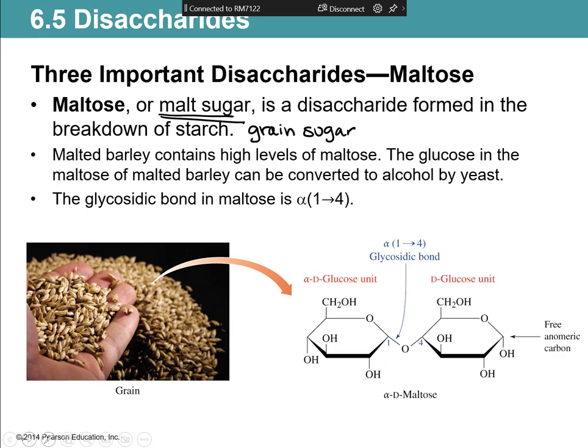So I'll give you an example. I'll show you. So this is maltose. Maltose is an alpha 1 to 4. So notice alpha 1 to 4. It looks like the regular little V shape.